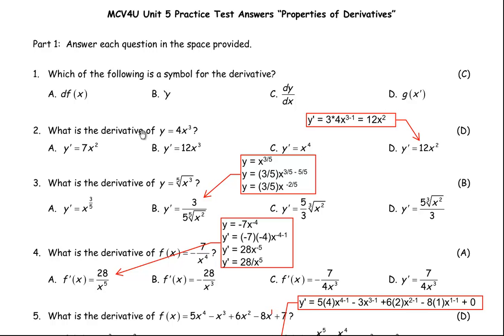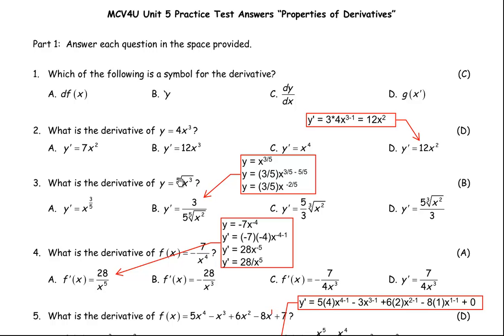In question number 2, we're asked, what's the derivative of 4x cubed? And this is my explanation here. So that 3 comes down and multiplies by the 4, and that's what I'm showing here. And then we subtract 1 from the exponent 3, so that's why it's 3 minus 1 up there. So 3 times 4 is 12, and then 3 minus 1, the exponent's 2, so that's why the answer is 12x squared.